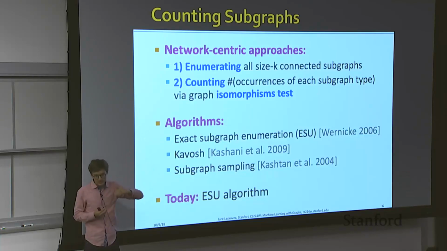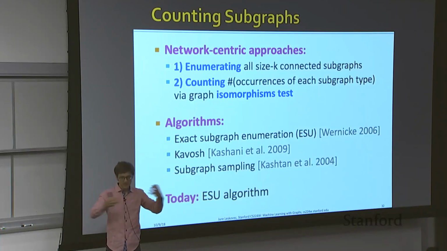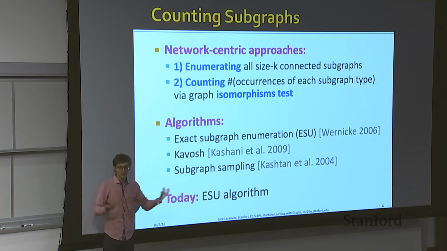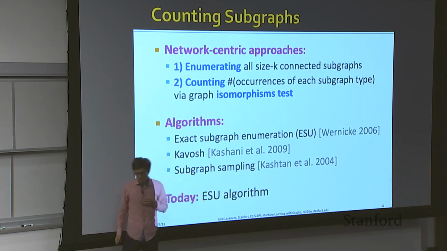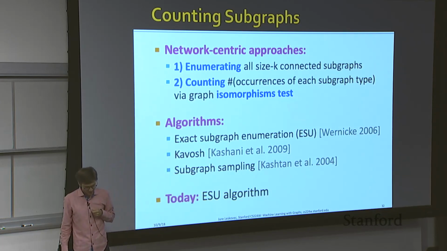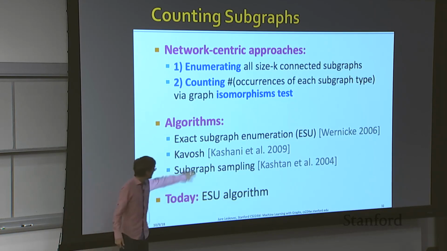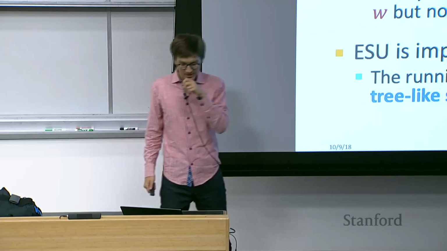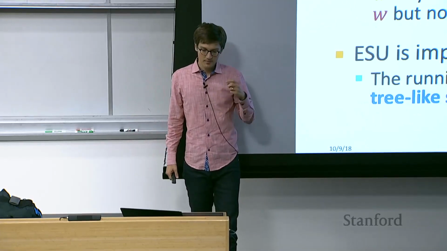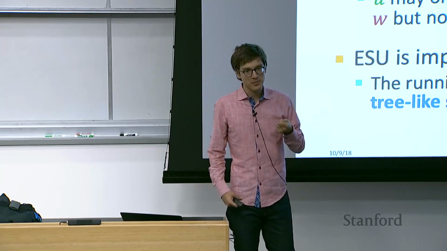What we want to do is enumerate, which basically means find all the instances, and once we have all the instances, we want to count, basically identify isomorphic instances and count all of them together. So this is what we are going to look at, and we will look at one algorithm called the ESU algorithm. This was published in 2006, I think. Okay? This is called the ESU algorithm for exact subgraph enumeration.